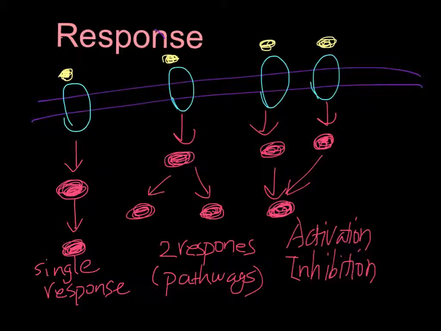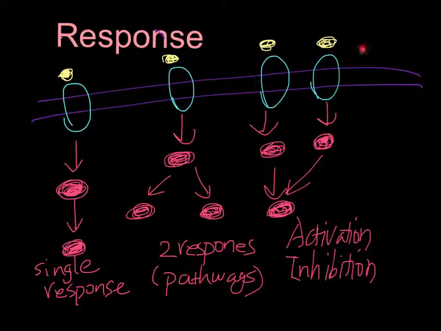In the second case, we have a ligand bonded with a receptor, and this receptor can activate another enzyme, but then this enzyme can activate another two enzymes or proteins, so it's leading to two different pathways. We call this a two response. One ligand activates two responses.